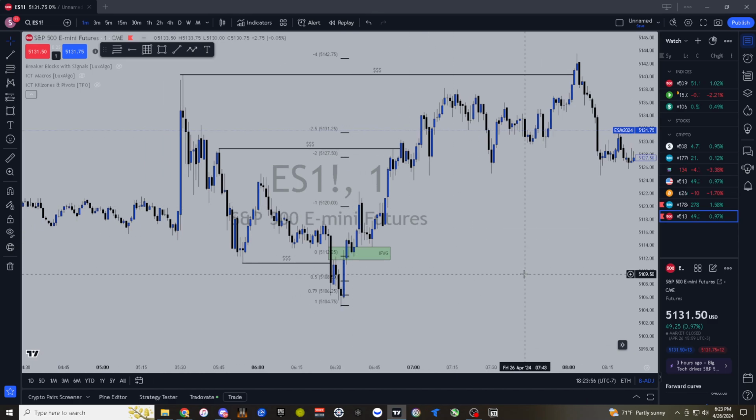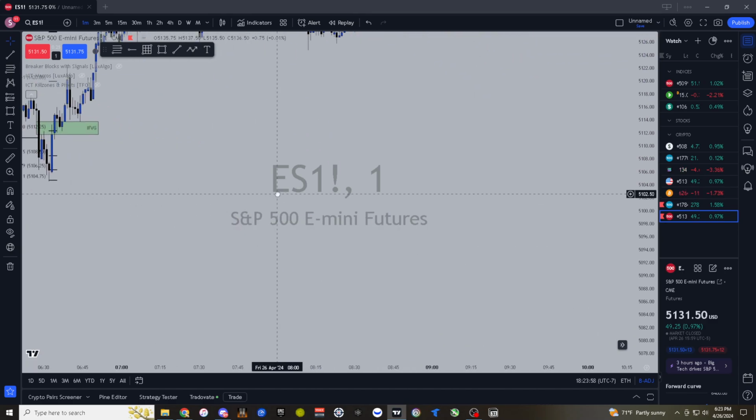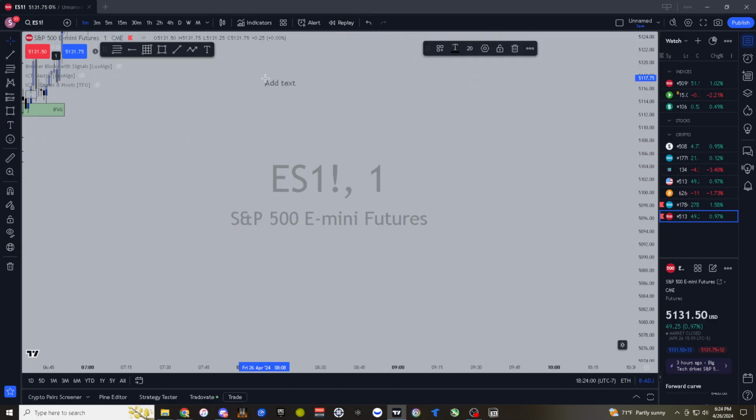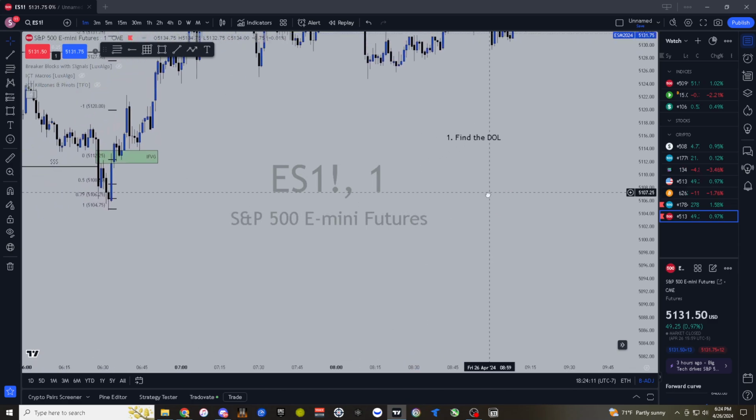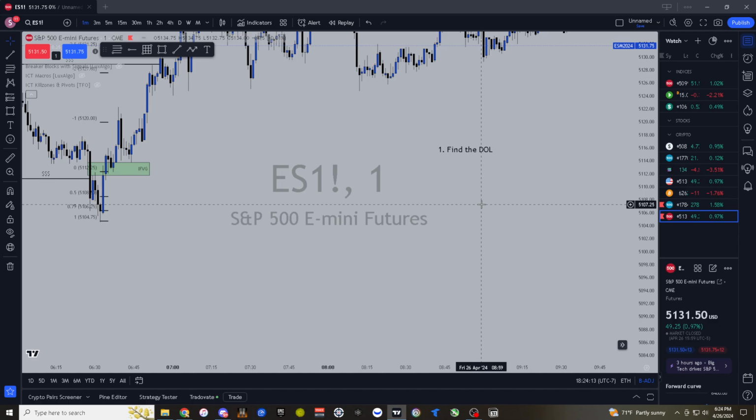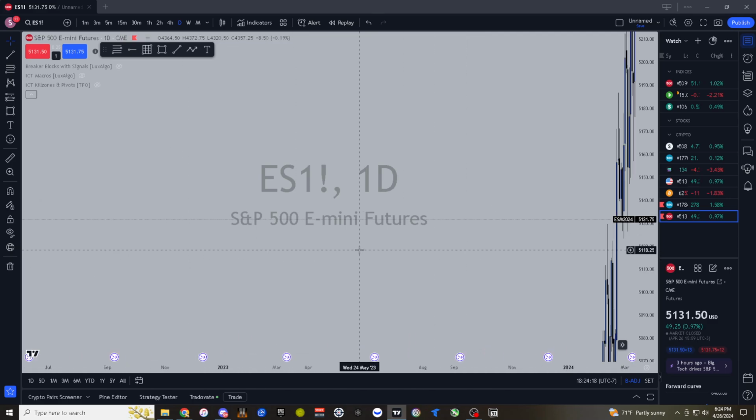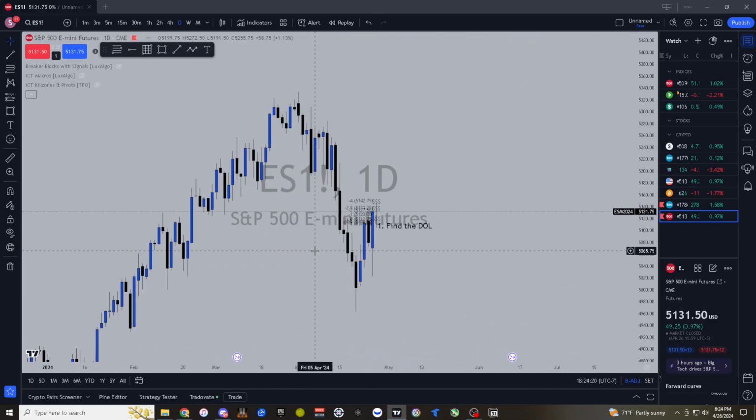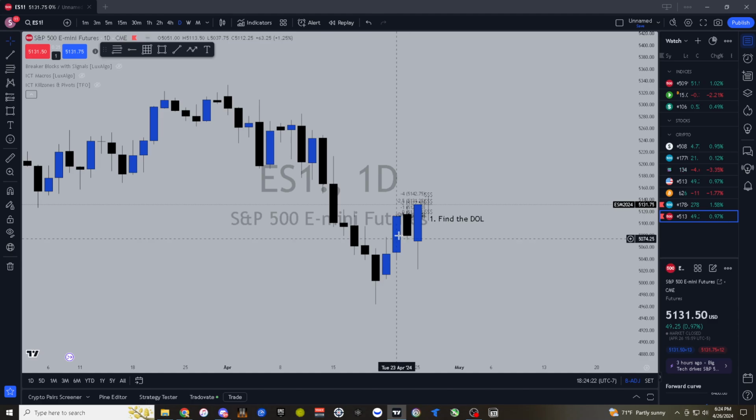So first off, when you're building a strategy, it comes down to these two main points. First is find the draw on liquidity. Simple, right? All you got to do is find the draw on liquidity, and pretty much this is easy to find. People have different methods for finding draw on liquidity. A lot of people go to the daily chart, and they'll say, oh look, we closed above the previous day's candle. That means the next day we're going to be bullish.